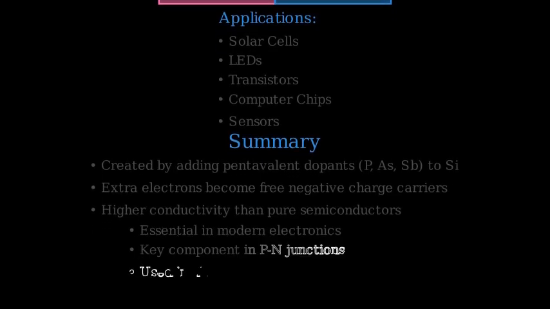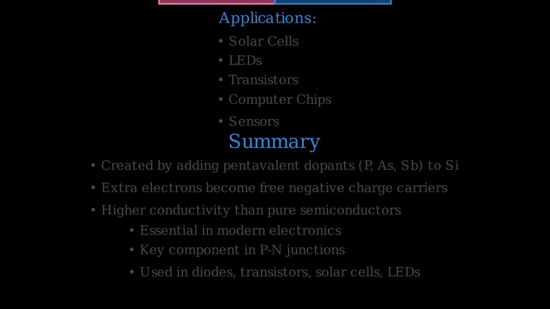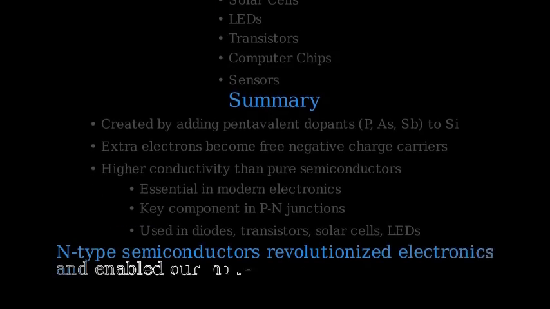They are crucial in modern electronics and are widely used in combination with P-type semiconductors to create electronic components like diodes and transistors. Understanding N-type semiconductors is essential for grasping how modern electronic devices function.